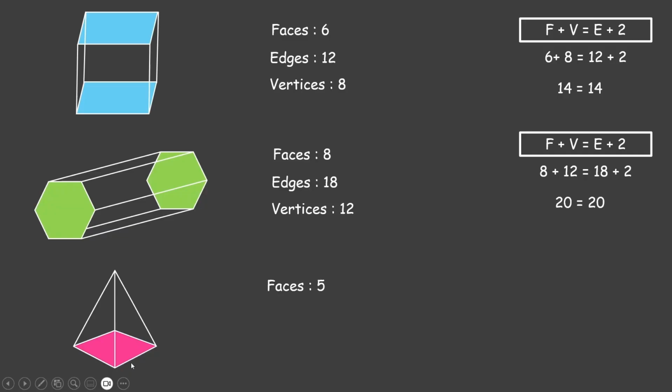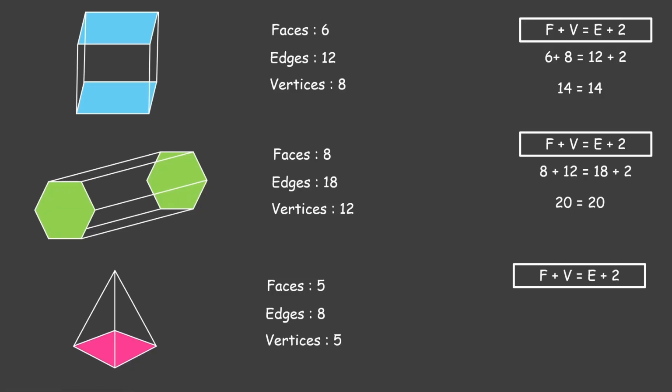Total 5 faces. Let's find out the edges. 4 for the square, and then 5, 6, 7 and 8 generating from every vertex to the apex. So 8 edges. And vertices. 4 on the bottom for the square and 1 on the top. So 5 vertices. Let's put in the relation. 5 faces, 5 vertices, 8 edges. 10 is equal to 10. Hence, verified.